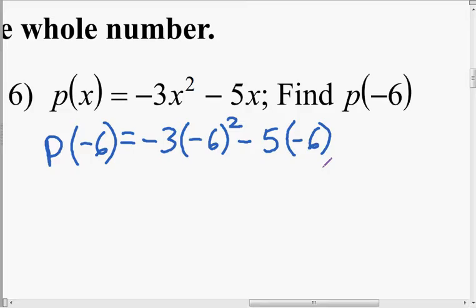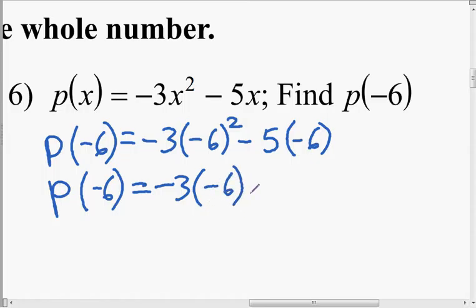But negative 6 squared literally means negative 6 times negative 6. So p of negative 6 equals negative 3 times negative 6 times negative 6. We do not want a negative number because we're multiplying a negative times a negative. Minus 5 times negative 6.